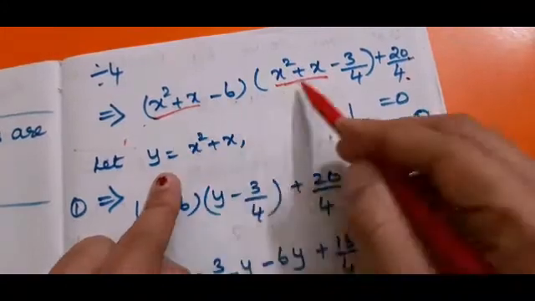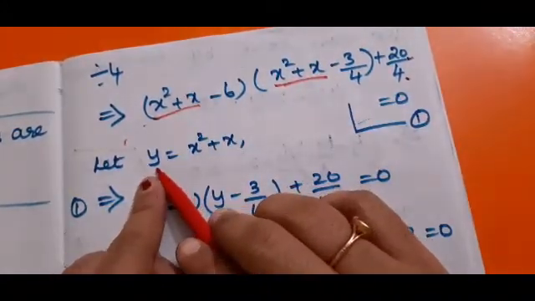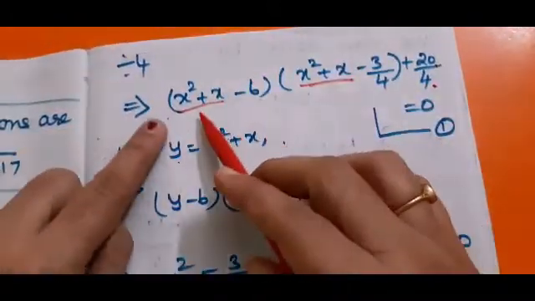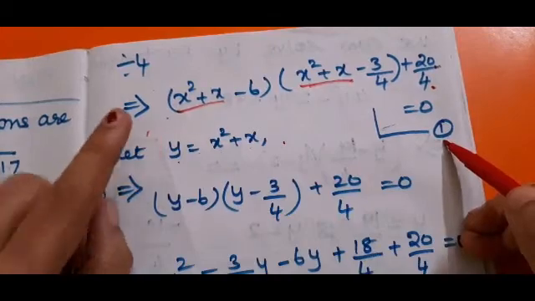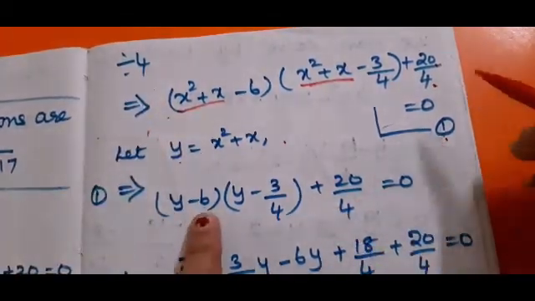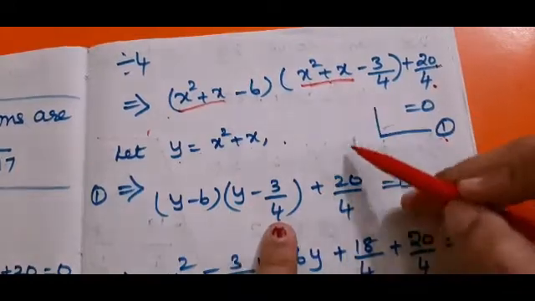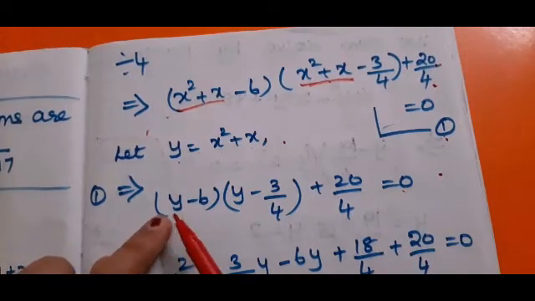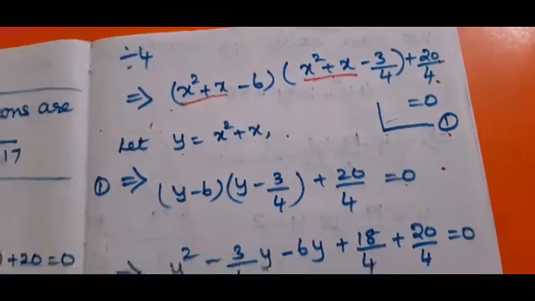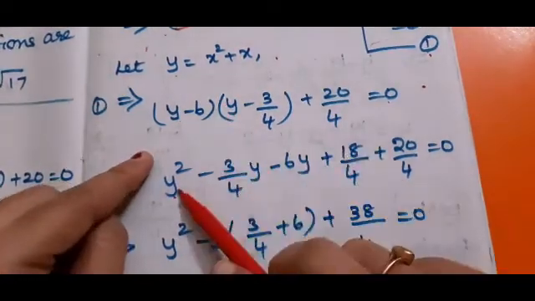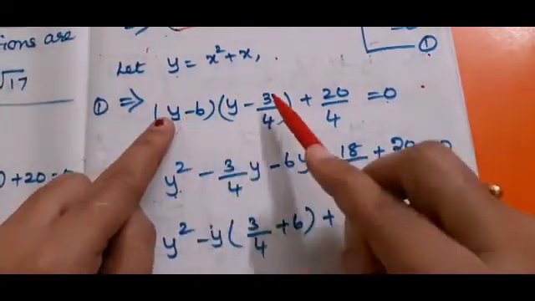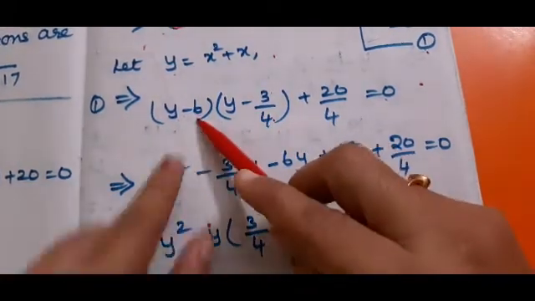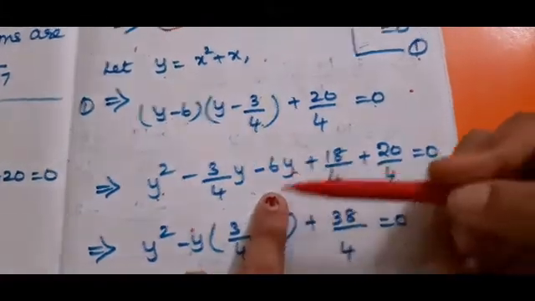So, I have to replace these two terms as y. y is equal to x square plus x. I am taking this as equation 1. So, equation 1 will become (y minus 6)(y minus 3 by 4) plus 20 by 4 is equal to 0. Then you have to multiply: y into y, y square, y into minus 3 by 4, minus 3 by 4 y, minus 6 into y is minus 6y.